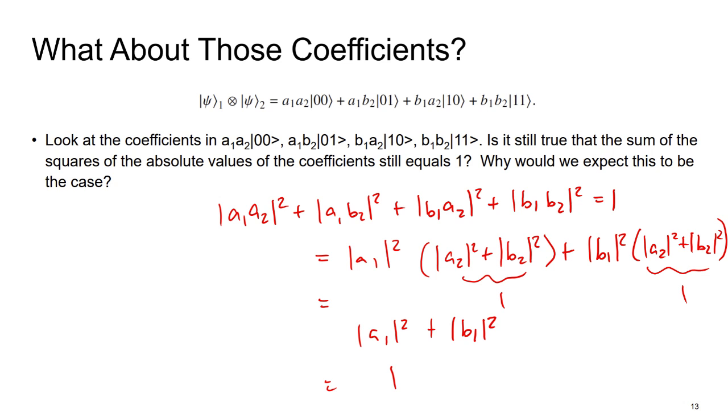That's 1. Yes, so that's just A1 squared plus B1 squared, and that's just 1. So that's good. With entanglement, we can still think about these coefficients as probability amplitudes, and the sum of the squares still needs to equal 1.